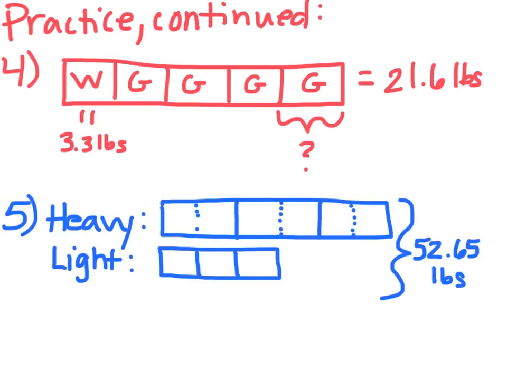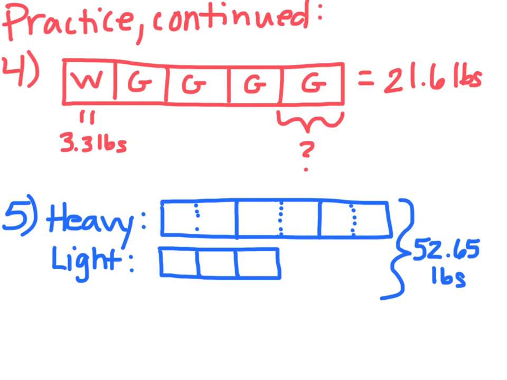And here's your final practice problem for Chapter 9.6. A sports shop sells 3 light bowling balls and 3 heavy bowling balls for 10-pin bowling. The weight of a heavy bowling ball is twice that of a light bowling ball. As you can see, we've drawn that here on our model. The total weight of the 6 bowling balls is 52.65 pounds. Find the total weight of the 3 heavy bowling balls to the nearest pound.